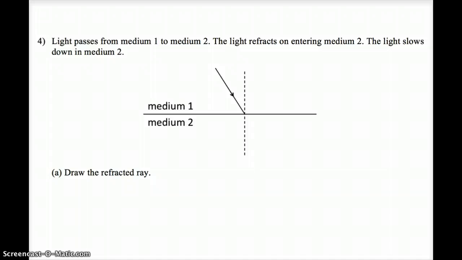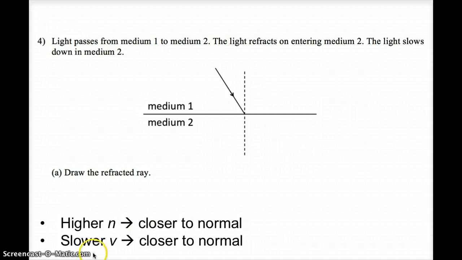Number 4, light passes from medium 1 to 2 and it refracts. The light slows down in medium 2. Okay, what's our rule say? It says the slower you are, the closer you are to the normal. So first, let's just say we are closer to the normal down here and we're farther from the normal up here. The farther we are from the normal, the bigger the angle. This is farther, it has a big angle, that means we need a small angle to get closer to the normal. So there's our refracted ray.